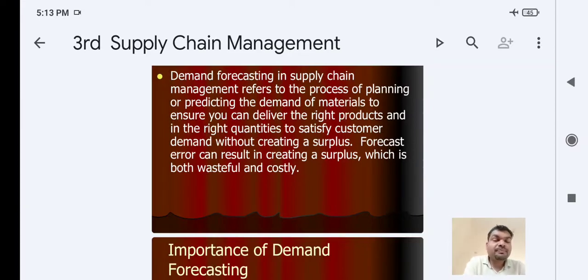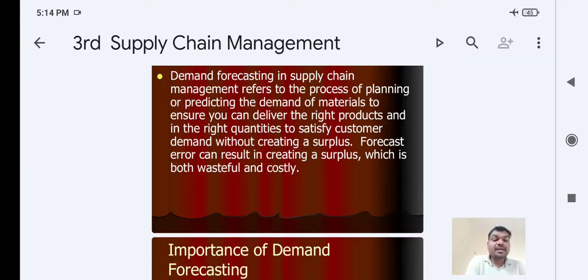Now we will discuss forecasting briefly. Demand forecasting in supply chain management refers to the process of planning or predicting the demand for material. Predicting the demand for material means knowing where the materials are required and how we can supply them. This is included in demand forecasting.